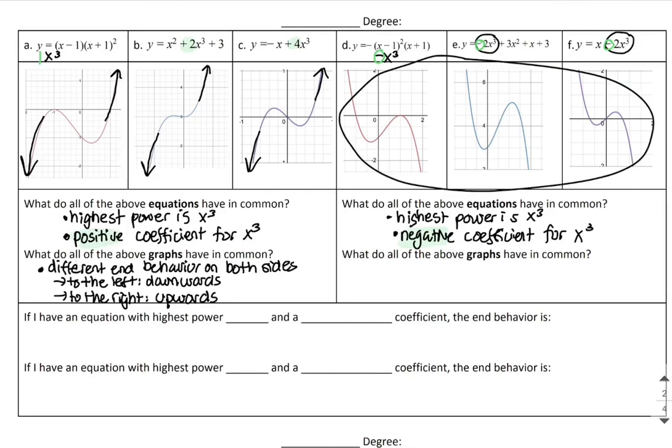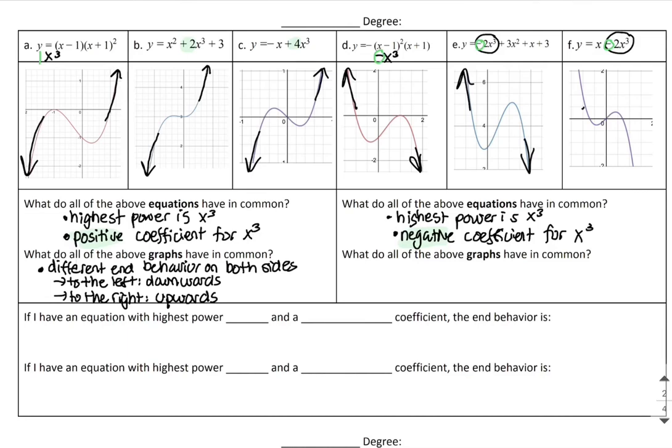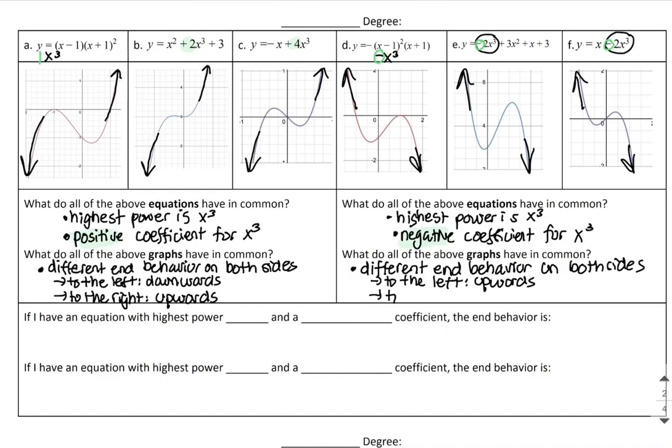If I look at the other three graphs and compare them, I can see they are also going in different directions on each end. To the left, I'm going upwards. To the right, I'm going downwards. So the difference is that they have different end behavior on both sides. As I go to the left, I'm going upwards, and as I go to the right, I'm going downwards.